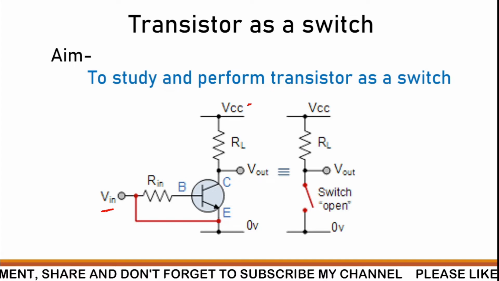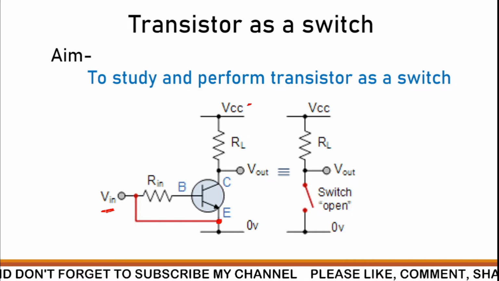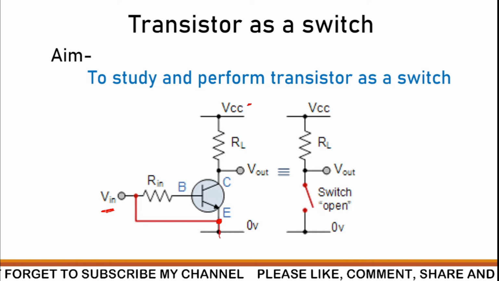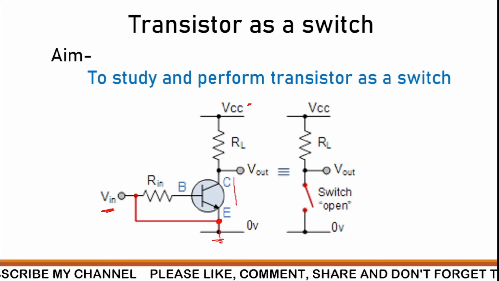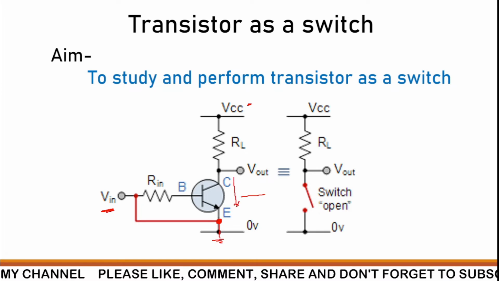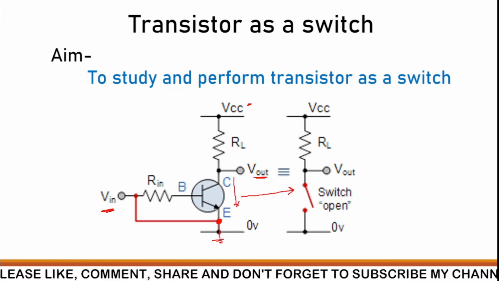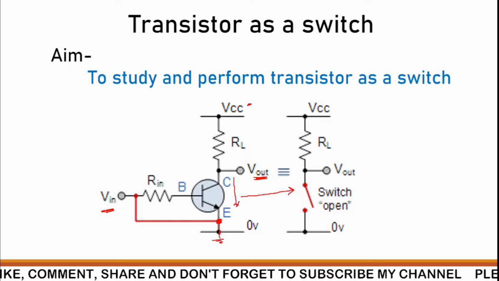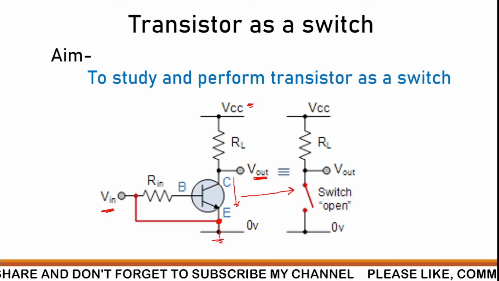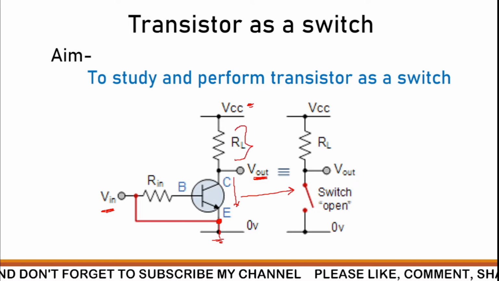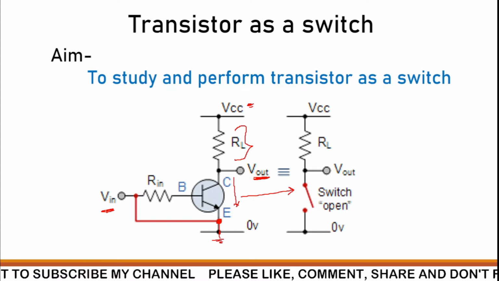You can see here, if the Vin is connected to the E terminal or emitter terminal, which means it is connected to ground, what will happen? The current will not flow in this circuit. So we can say it is nothing but an open switch. We'll get a Vout maximum at this point, that is, Vout approximately equal to VCC. Only the voltage drop across RL will be there, so that will be the maximum, not equal to 0.